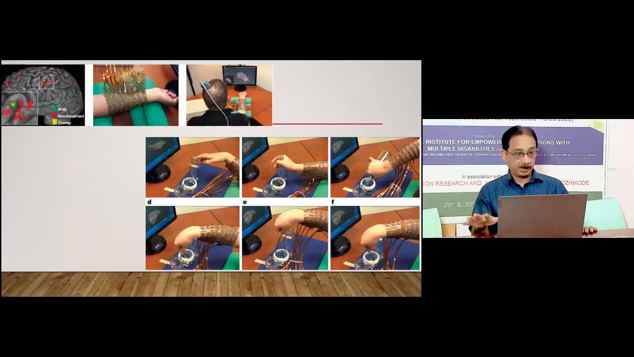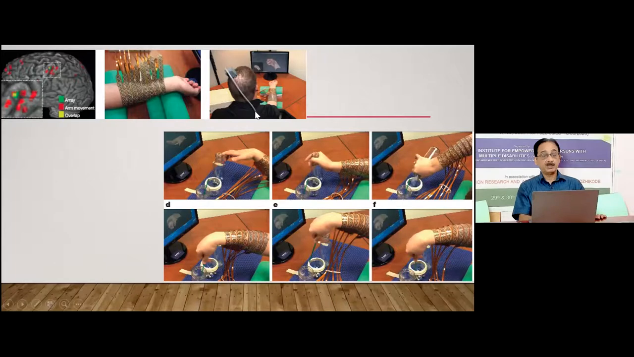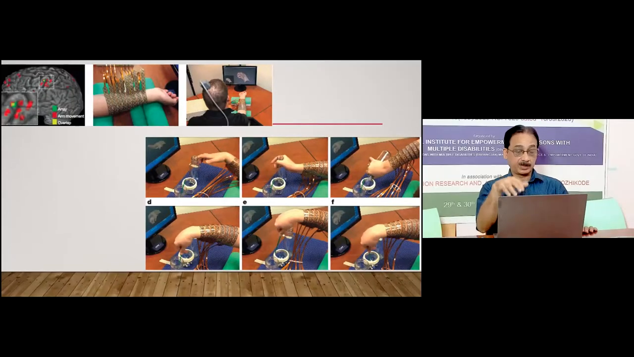Here you see a picture where, on the left side, the electrodes are placed inside the brain, in the area which controls the upper limb function. From there, the impulses are picked up by an external device, and through this they reach the forearm, where an array of electrodes is placed. When the person wishes to flex the fingers, extend the wrist or take something, the impulses generated in the brain are carried to the forearm muscles through these external connections.